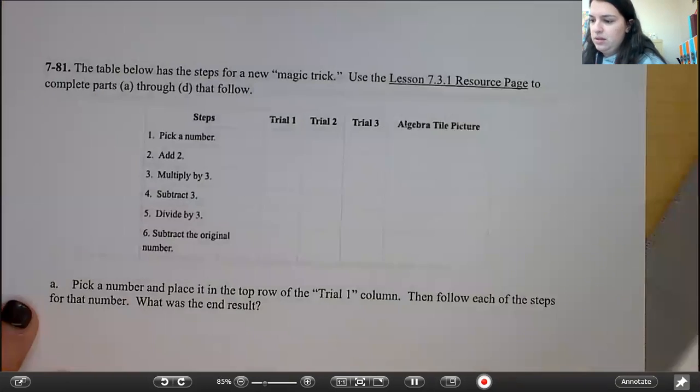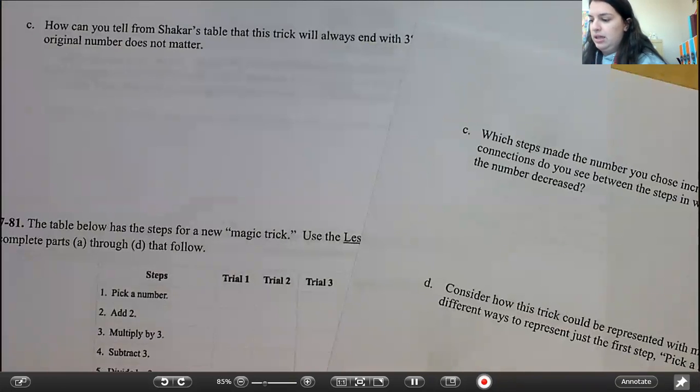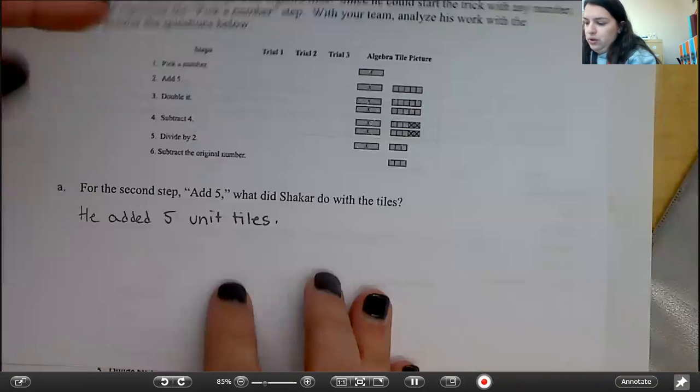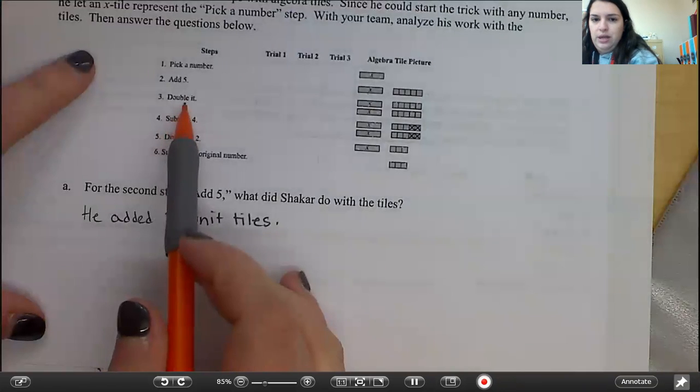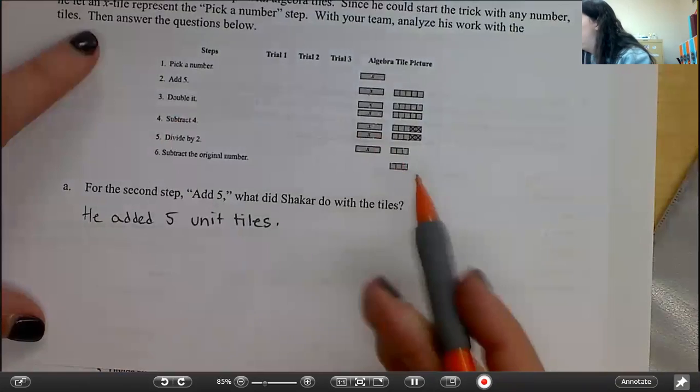Okay. B says, what did Shaker do with his tiles to double it? Explain why that works. So we're looking at double it. That's step 3. What did he do with his tiles? Go ahead and try and answer that.